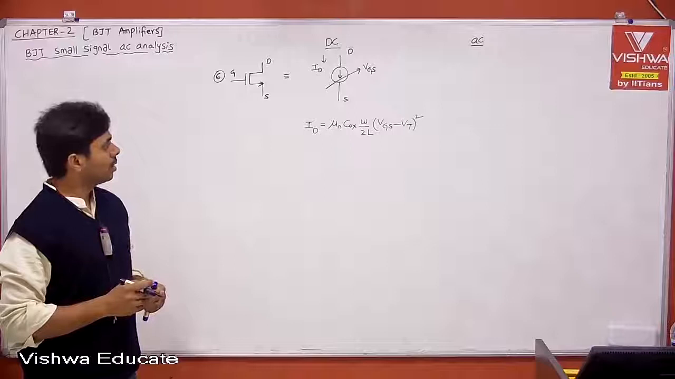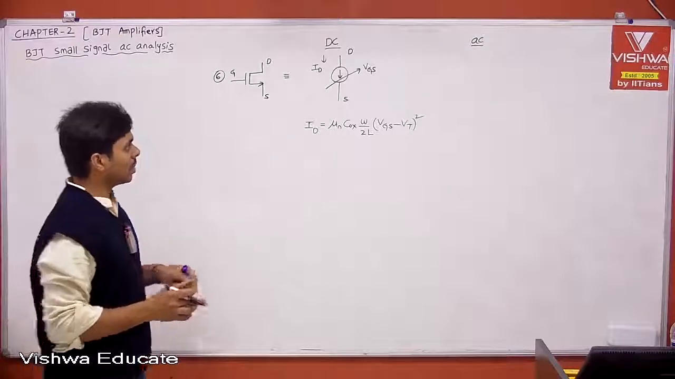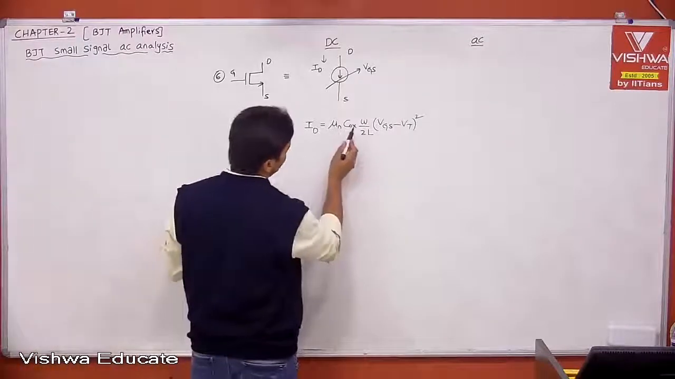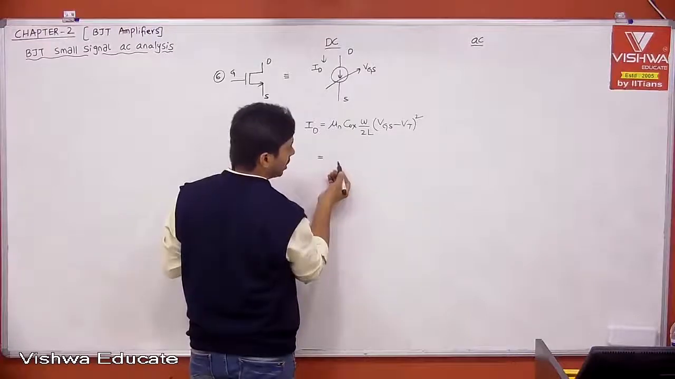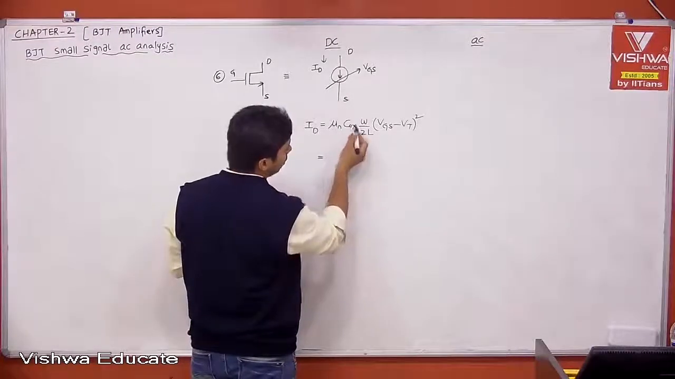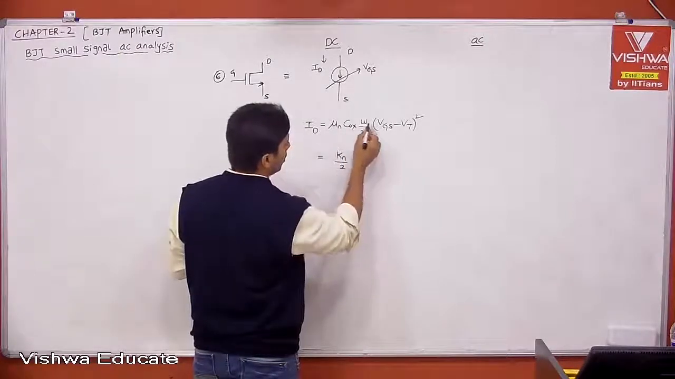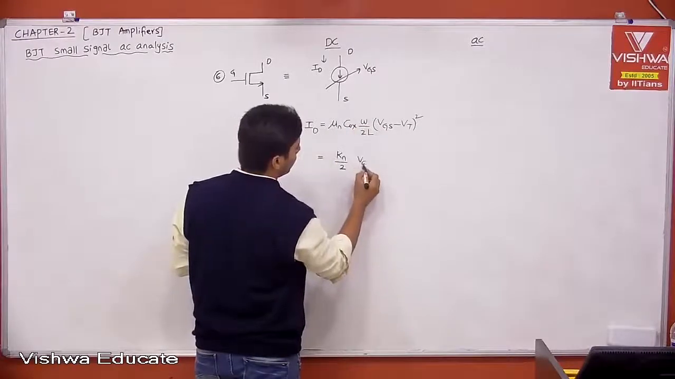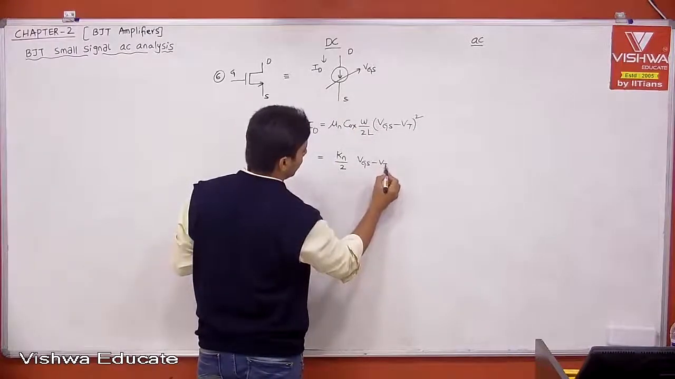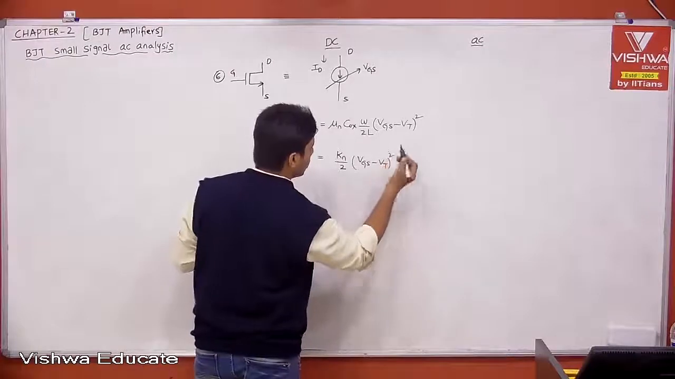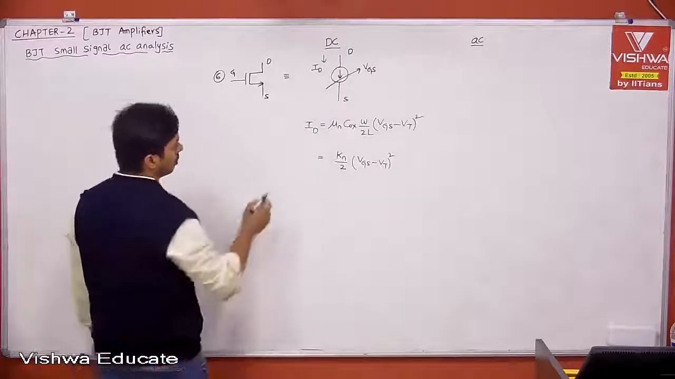Normally people call mu n Cox W by L the process dependent parameter, or device transconductance, which is Kn, so ID is Kn by 2 into VGS minus VT whole square, where Kn is mu n Cox W by L. This is your ID.